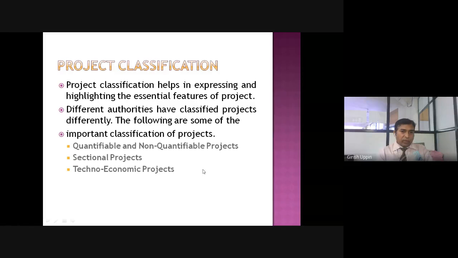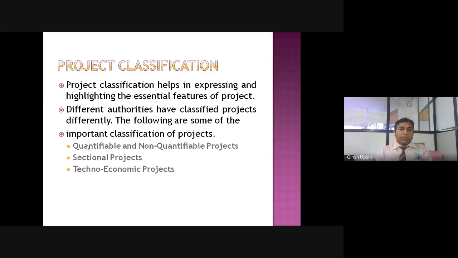Some of the important classifications are listed here: quantifiable and non-quantifiable projects. Some projects are quantifiable. Quantifiable means you can put it in terms of a quantity. You can give some kind of numbers. Let us say after doing this particular project, the amount of revenue will increase by 20%. Okay, you can put it in a figure. Maybe it is 20% or 25% or 15%. But certain projects are definitely quantifiable.